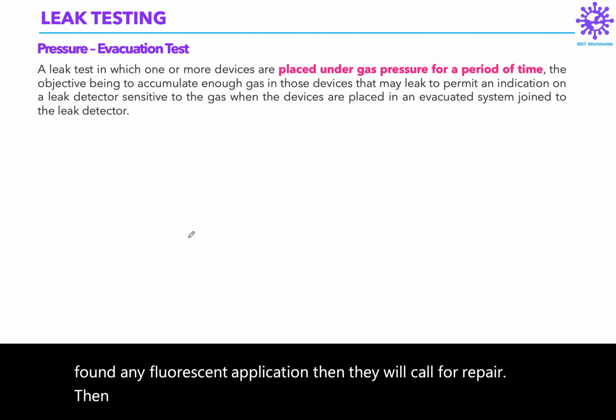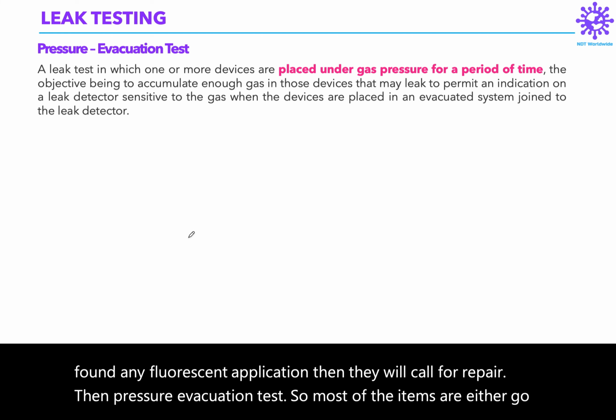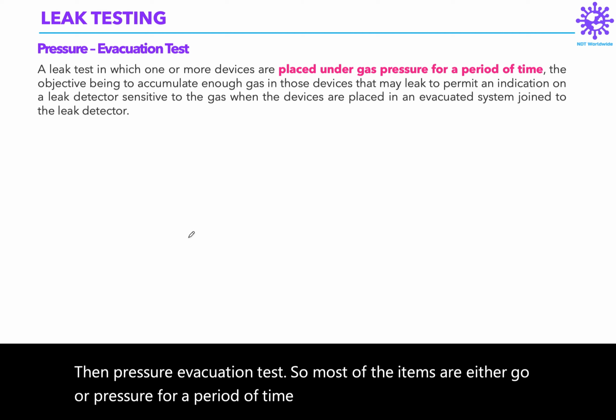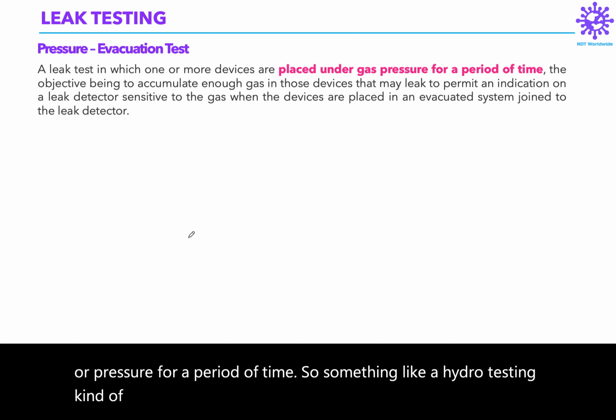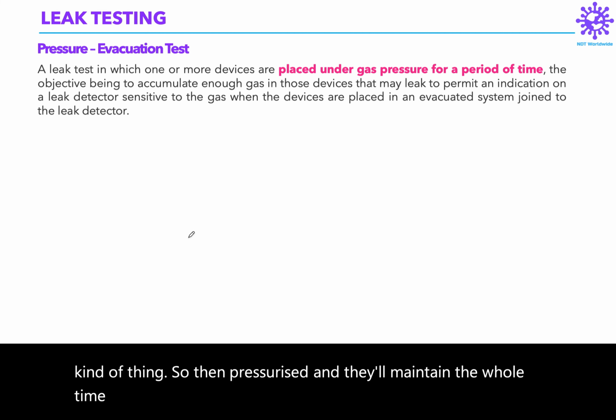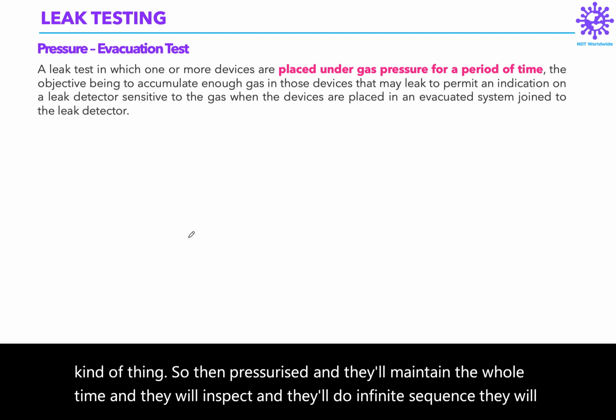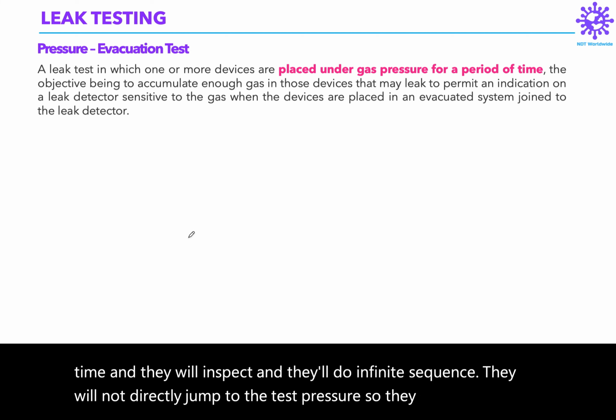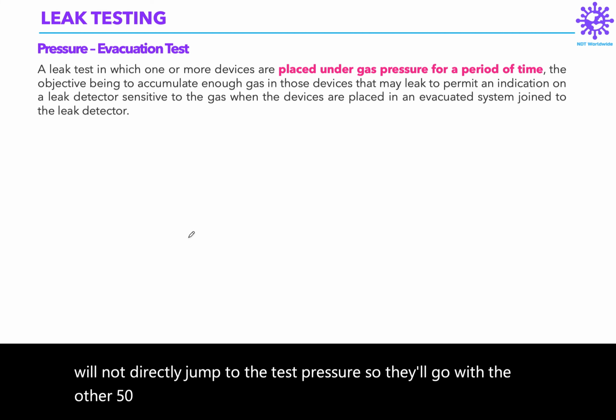Then the pressure evacuation test. Most of the items are held under pressure for a period of time, something like a hydro testing kind of thing. They will pressurize and maintain the hold time and inspect, and they do it in a sequence. They will not directly jump to the test pressure; they'll go with either 50%, 65, 70, 80, and finally they'll go to the test pressure.